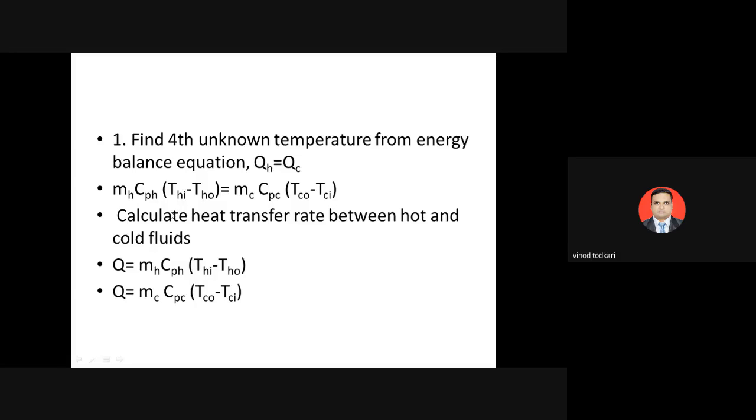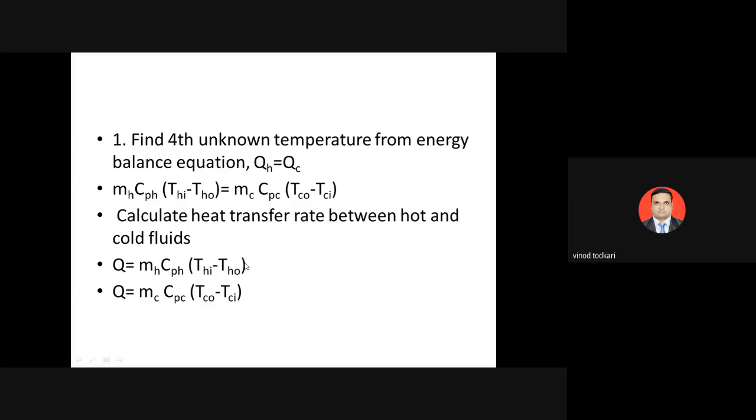In case of hot, why is it inlet minus outlet, and in case of cold, why is it outlet minus inlet? Higher minus lower. In case of hot, which will be higher? Inlet will be higher than outlet. In case of cold, outlet will be higher than inlet. Okay. MCP delta T of hot is equal to MCP delta T of cold. Simply apply this equation and work out the fourth unknown temperature. This is your step number 1.